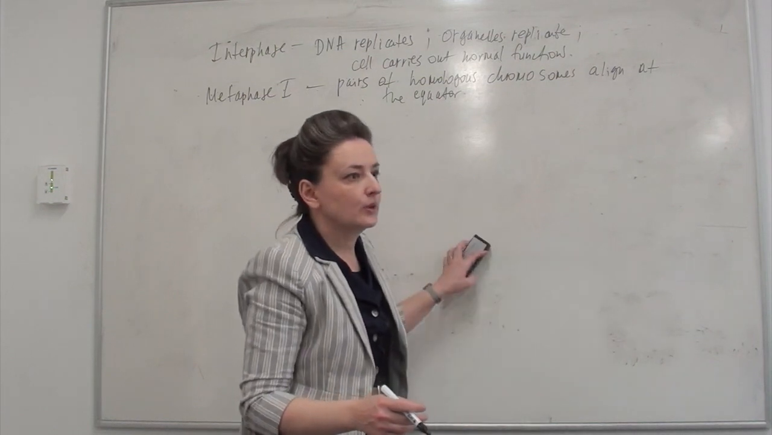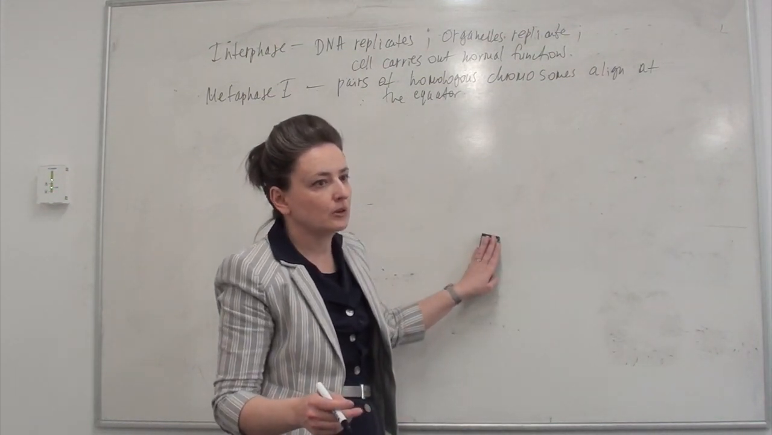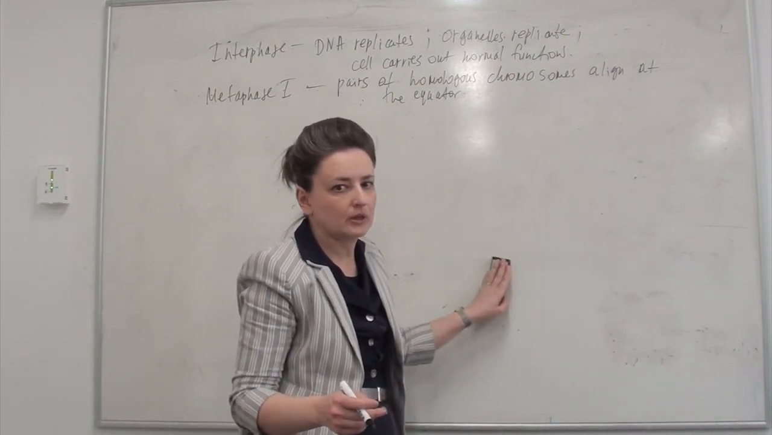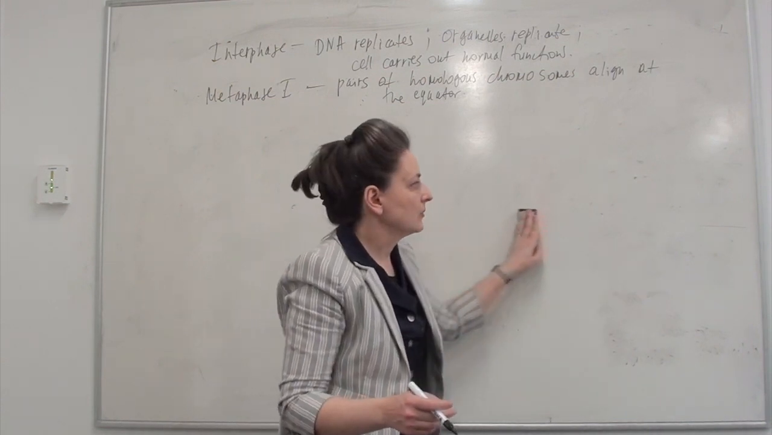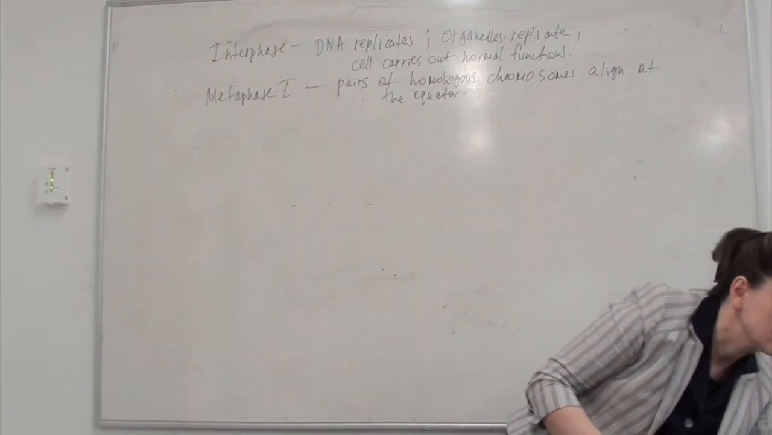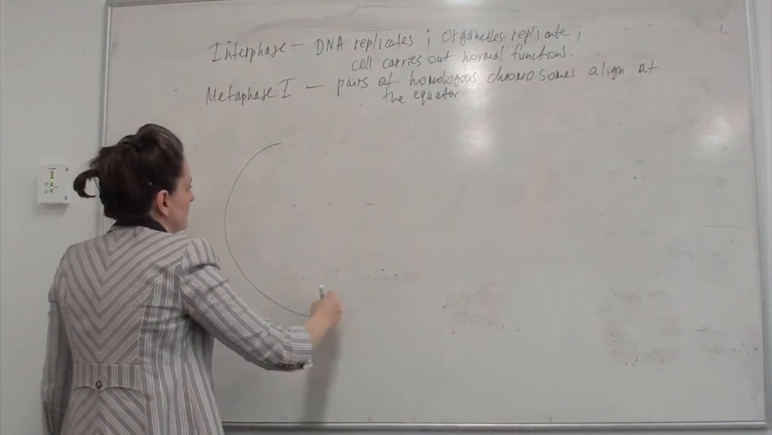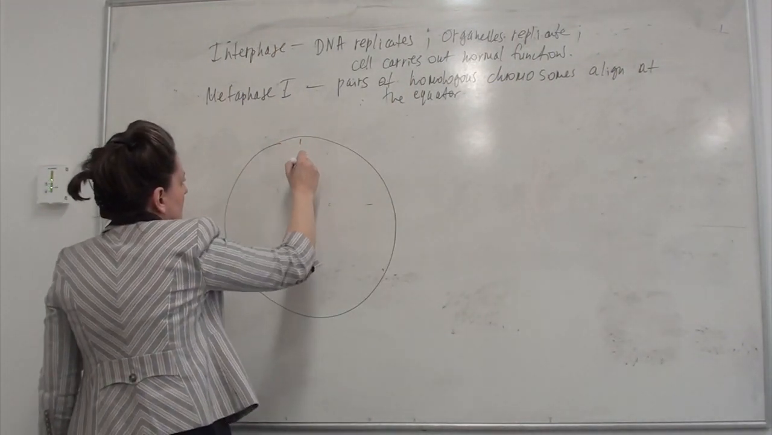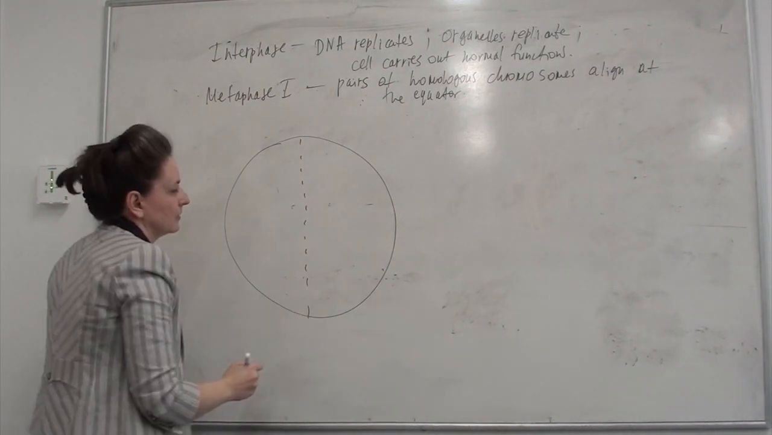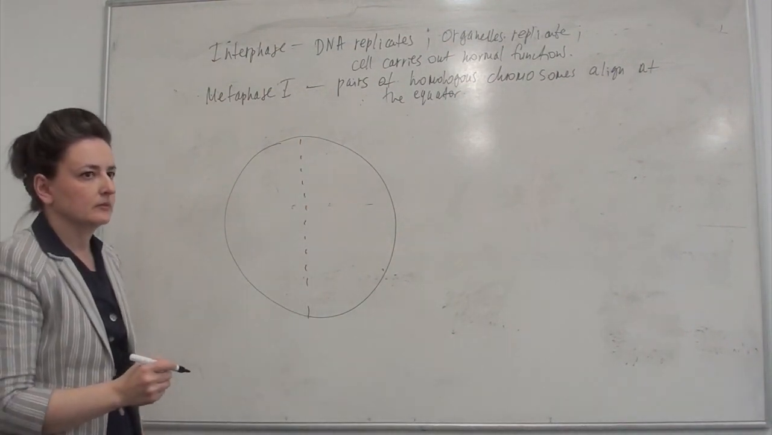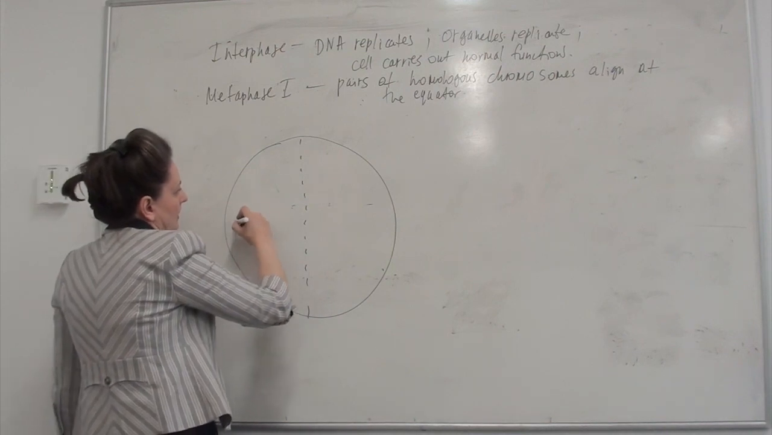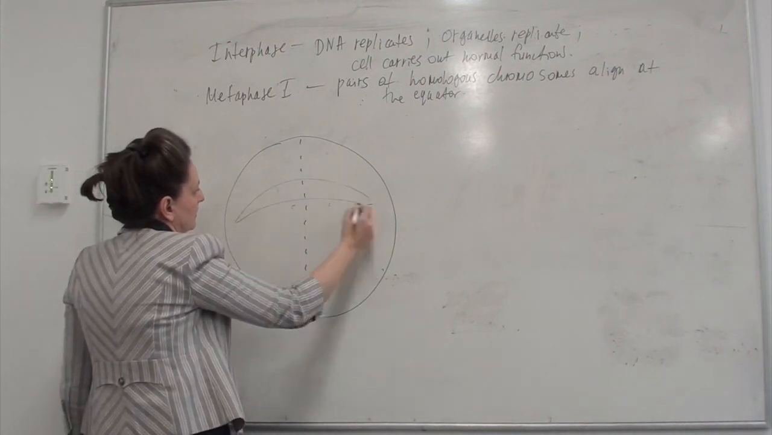And for this one, we will need 4 colors. So keep your first original colors, which you had for crossing over. We'll need to add 2 more colors. So I'm going to draw the first picture here. So that's going to be my middle of the cell. And that's going to be my spindle fibers.